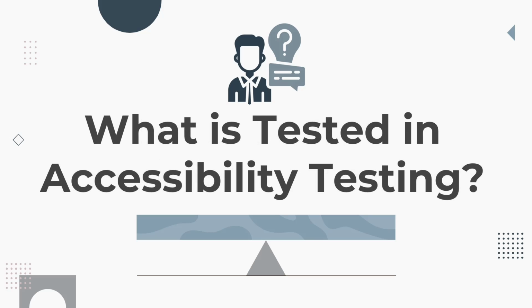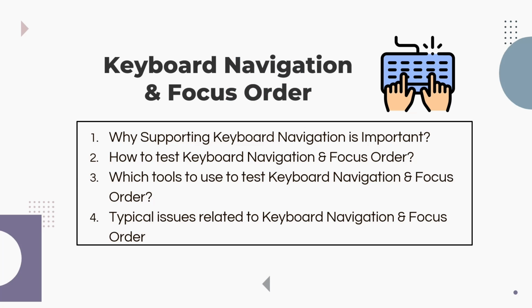And finally, we'll cover what exactly is tested in accessibility, from keyboard navigation and screen reader compatibility to visual contrast and mobile accessibility, giving you a practical foundation for testing across devices and platforms. Each lecture is structured to give you a solid understanding of why the topics matter, how to test it effectively, which tools to use and how, and what common issues are associated with each area.